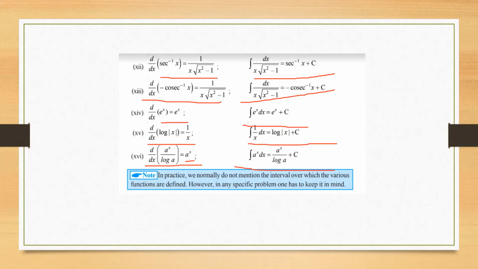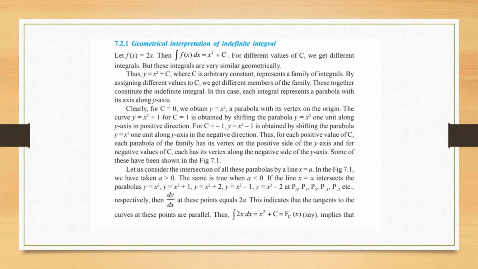Okay, and d/dx of a raised to power x upon log a is a raised to power x, so integral of a raised to power x dx will be a raised to power x upon log a plus c. Okay, so let us start with the geometrical interpretation of indefinite integrals. Let f(x) be the function 2x. Then integral of f(x) dx will be x square plus c. How? It will be 2 times x, and the power rule says it is x raised to power 1 plus 1 upon 1 plus 1, plus c. So this 2 and 2 cancel, and I get x square plus c.